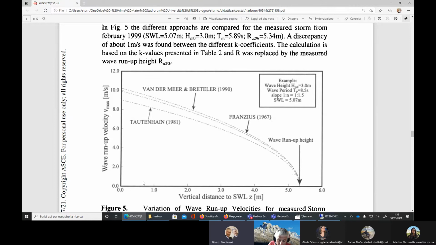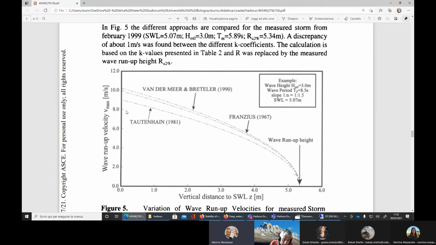So this means that as long as you climb up, the velocity decreases, of course, and the velocity gets to 0 when you reach the limit of the run-up, because in the limit of the run-up you have velocity that becomes 0, and then the run-down starts with a velocity in the opposite direction.